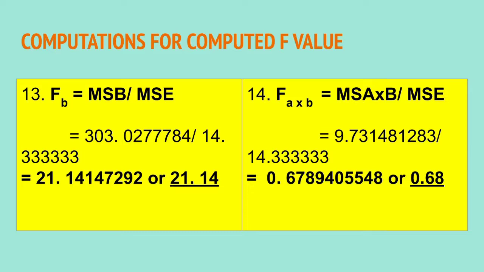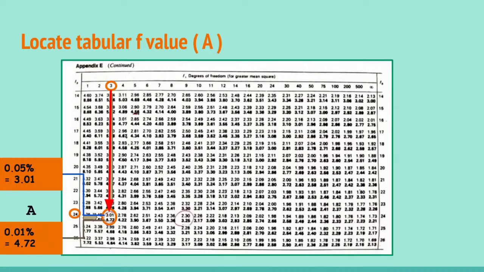And finally, for the computed F value of the interaction, we will be using the value of the interaction's mean square, that is 9.73148128, divided by the error mean square of 14.333, and the answer would be 0.6789405548.